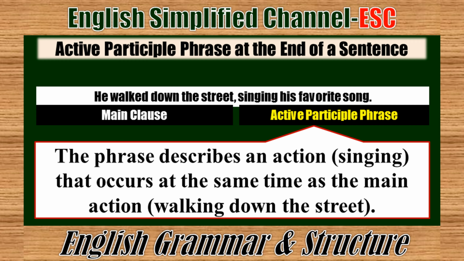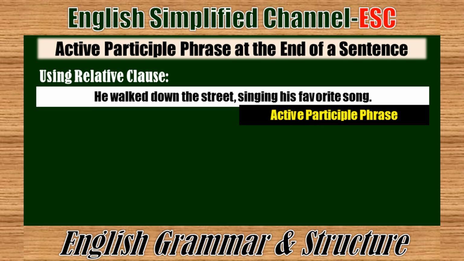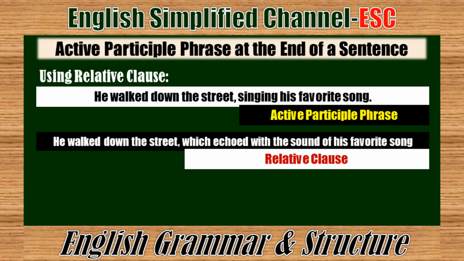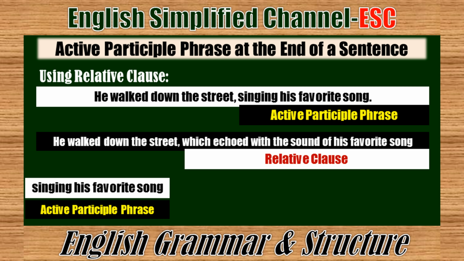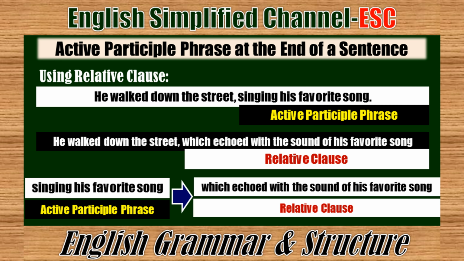Let's rephrase this using a relative clause. He walked down the street, which echoed with the sound of his favorite song. Sentence using active participle phrase: he walked down the street, singing his favorite song. Sentence using relative clause: he walked down the street, which echoed with the sound of his favorite song. So as you see, the active participle phrase "singing his favorite song" can be rephrased using a relative clause, which becomes "which echoed with the sound of his favorite song."